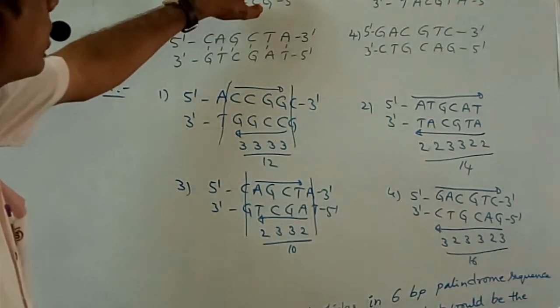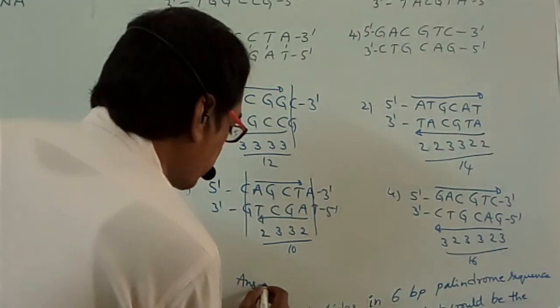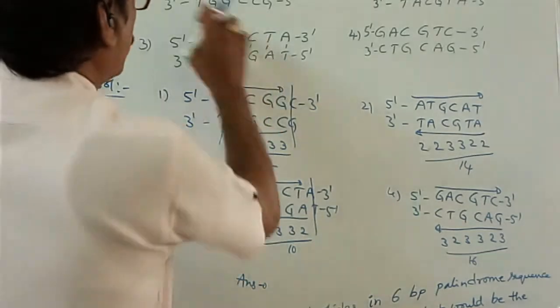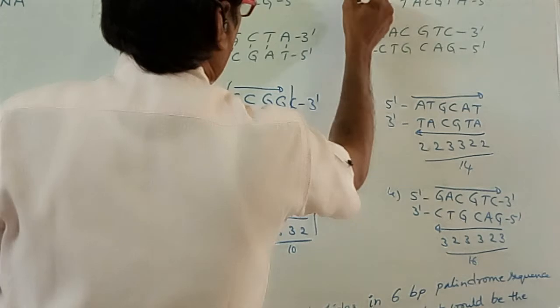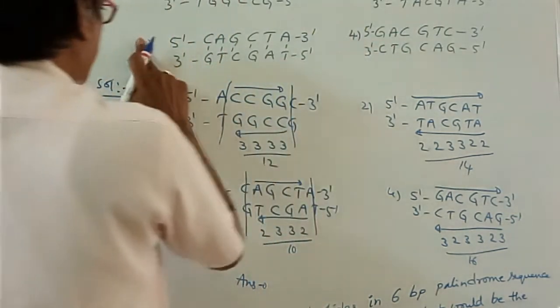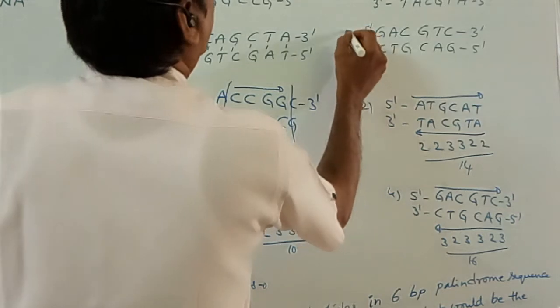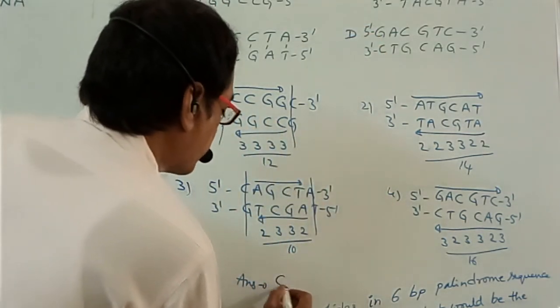Then they asked for ascending order. Ascending order means what is the lowest one? They have given A, B, C, D. So this one is the lowest, C.